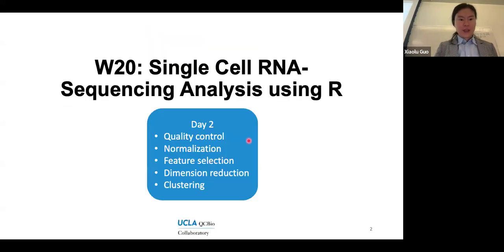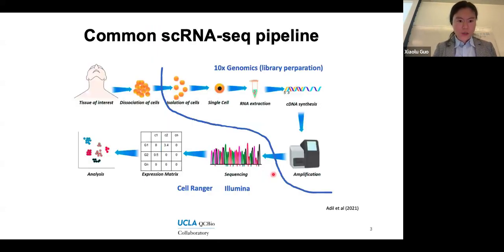Okay. So today we will go over the data analysis part. First is quality control, and then normalization, selecting highly variable genes, and then dimension reduction, as well as clustering, if we can get there. And so let's first recap what we introduced yesterday.